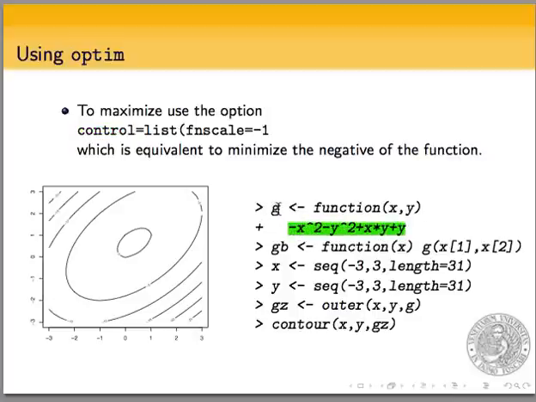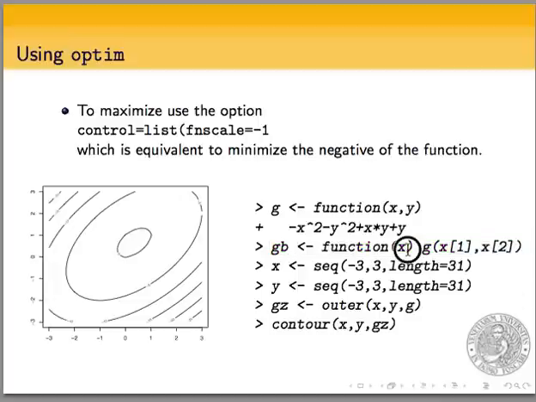So I am defining g as a function of x and y: negative x squared minus y squared plus x times y plus y. Again, this is a useful definition for the function, because in a second I will have to draw a graph of this function in order to pick a proper initial condition. But as you know, I have to define a second version of the function in order to use the optim command. This is called gb.